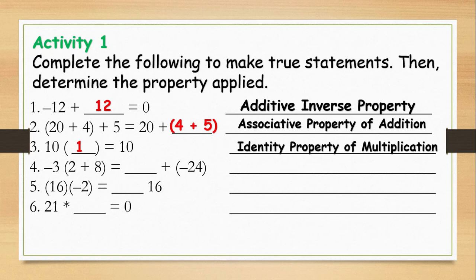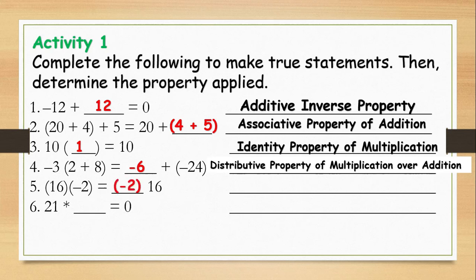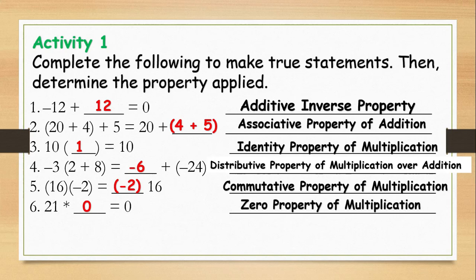Next, we have number 4, negative 3 times the quantity 2 plus 8 equals negative 6 plus negative 24. So, mapansin nyo, nasa distributive property of multiplication over addition yan. Next, number 5, we have 16 times negative 2 equals negative 2 times 16. And that is commutative property of multiplication. And last, number 6, we have 21 times 0 equals 0. And that is the zero property of multiplication. So, tama ba na nakuha nyo lahat ang mga sagot? Magaling!